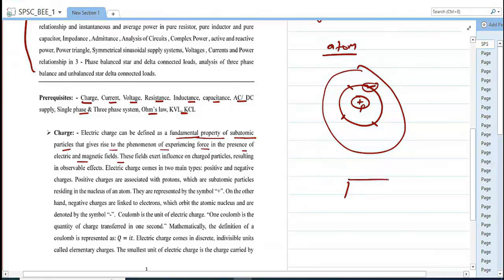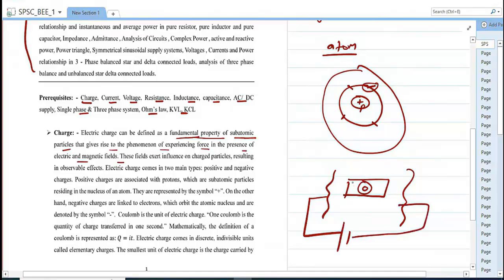This is a material whose atomic structure is like this, and we are applying some electric force across it, so it will behave accordingly. If it is a conducting material, then current will start flowing. If it is an insulating material, then it will stop the flow of electricity through it. So what is this current? What is happening before this current? That is nothing but charge.